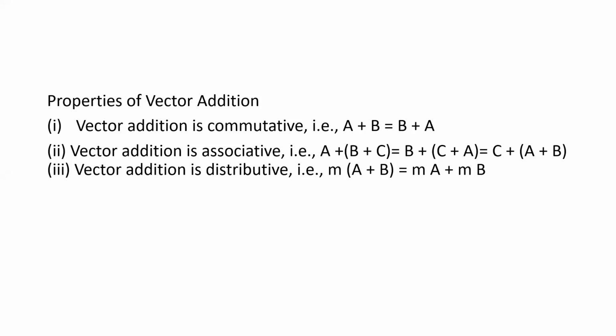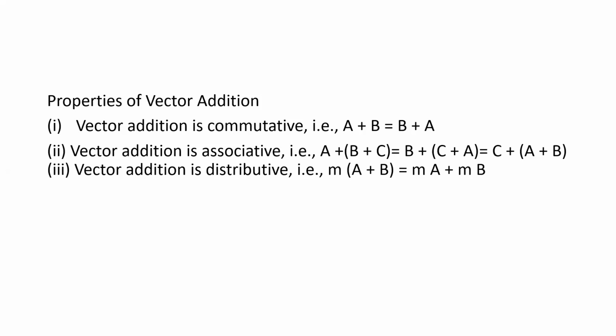Okay. So already in the last class, we discussed the properties of vector addition. Here we have the first property, that is, vector addition is commutative. So this we saw already. What do you mean by commutative? That is, a plus b is equal to b plus a. This is commutative. Then vector addition is associative.